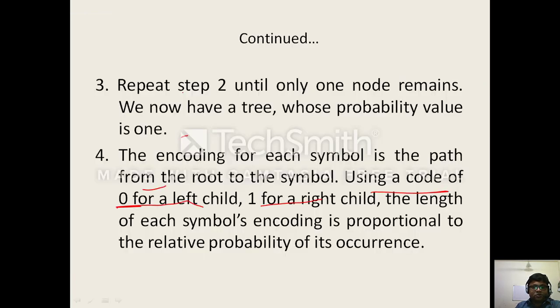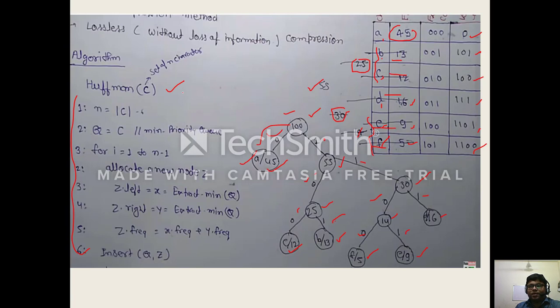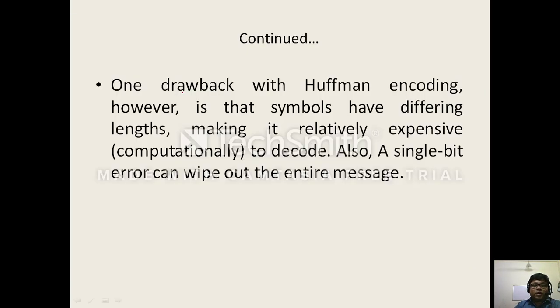Using a code 0 for a left child, 1 for right child, the length of each symbol's encoding is proportional to the relative probability of its occurrence. Okay. So these are the different compressions. Now, one drawback with Huffman encoding, however, is that symbols have differing lengths, making it relatively expensive to decode.